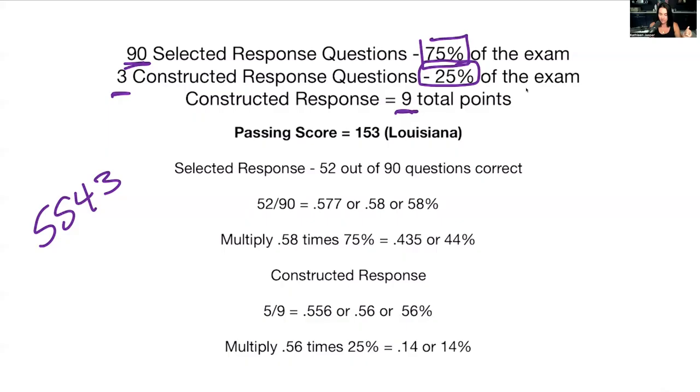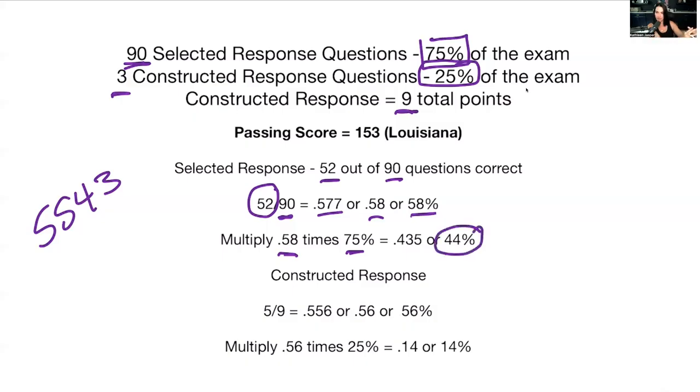So let's say on my practice test, I got 52 out of 90 questions correct for the selected response. So my raw score is 52. Well, I divide that by 90 to get my percentage, which if I estimate here, it's 58% correct, all right? But I'm not done yet. That's only 75% of the exam. That's not the whole exam. So I need to multiply 0.58 or 58% by 75%, which gives me 0.435 or 44%.